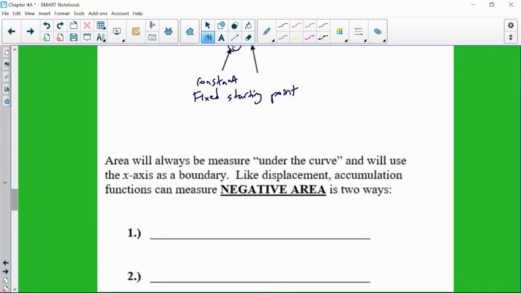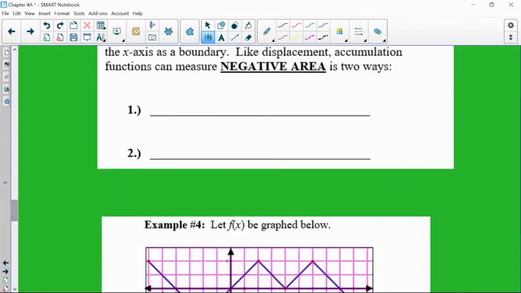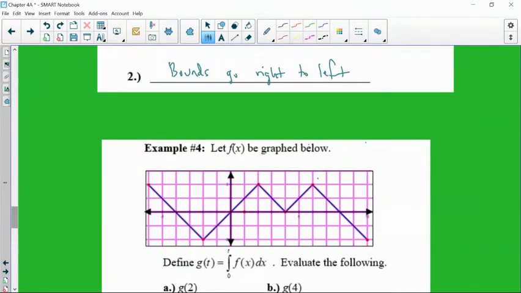But just fill this out. Area will always be measured under the curve, and we'll use the x-axis as the boundary, okay? Like displacement, though, accumulation functions can measure negative area in two ways. So if your figure lies below the x-axis, or if you're moving right to left, same thing. Region below x-axis, so we might as well fill this in. Or bounds move right to left. So you're going almost like backwards in time.